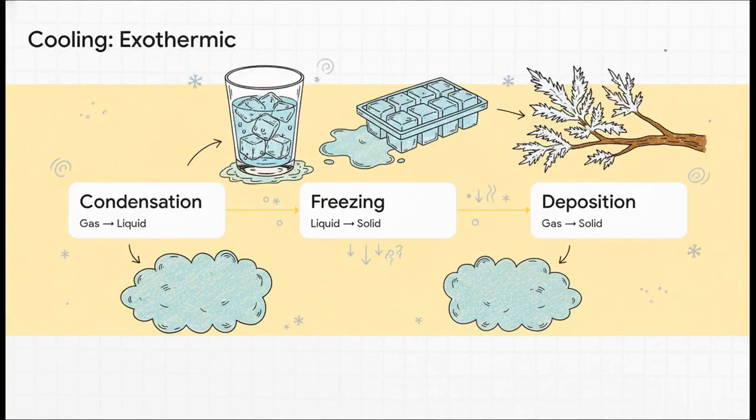And no surprise, it works in reverse too. When you remove heat, the particles slow down and they start to get cozy again. Condensation is when a gas turns back into a liquid. Think of the water droplets on the outside of a cold glass. Freezing is liquid to solid. And deposition is a gas going straight to a solid. That's actually how frost forms on a cold morning.